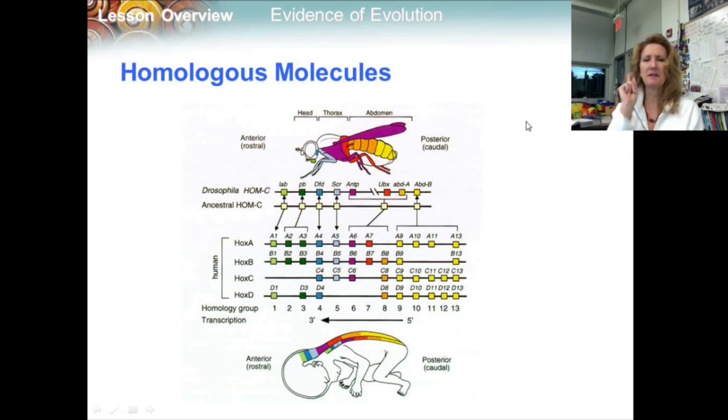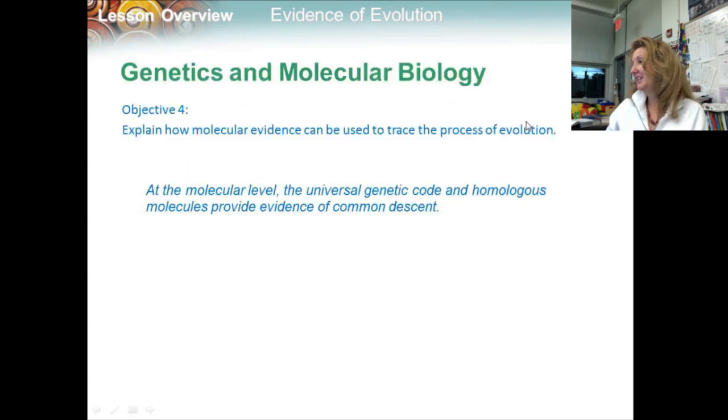Living organisms evolved through descent with modification from a common ancestor. You got it now, right? All right. So, objective 4 was to explain how molecular evidence can be used to trace the process of evolution. At the molecular level, the universal genetic code and homologous molecules provide evidence of common descent.